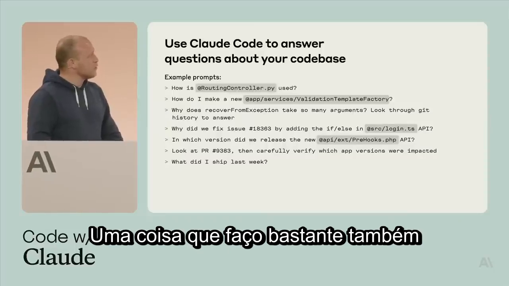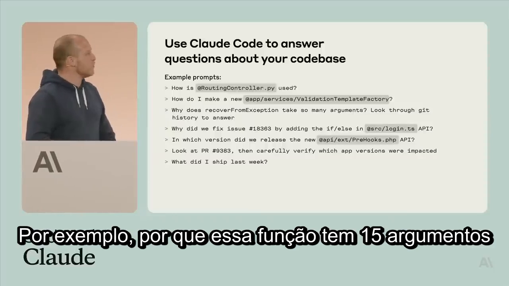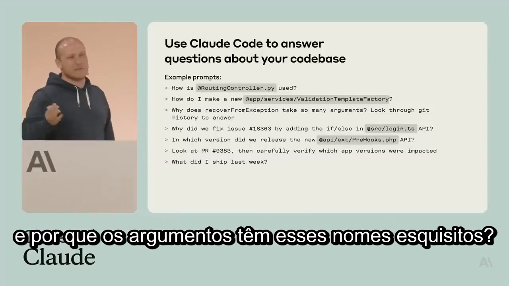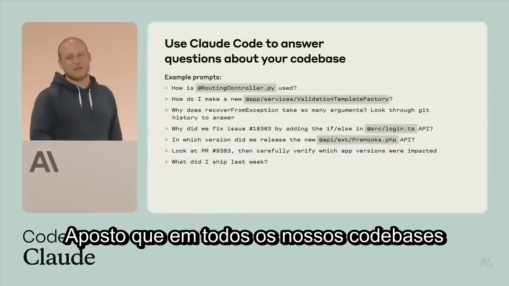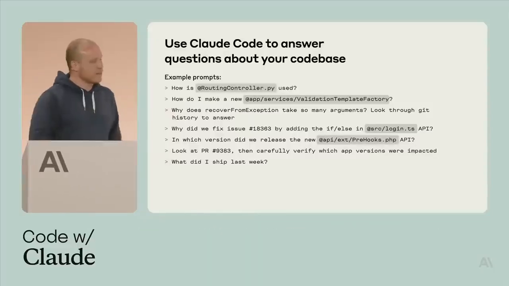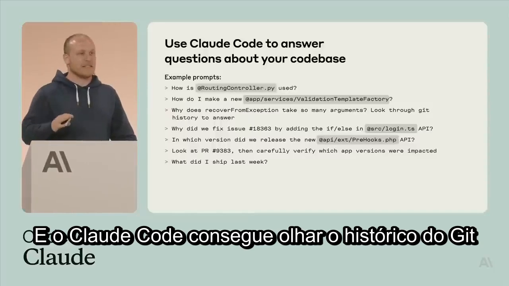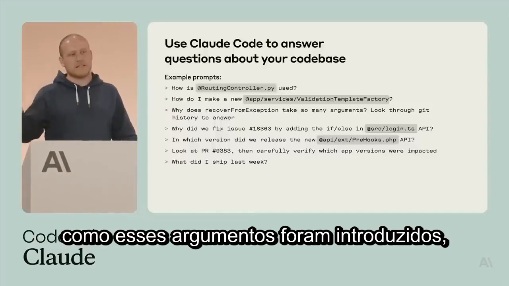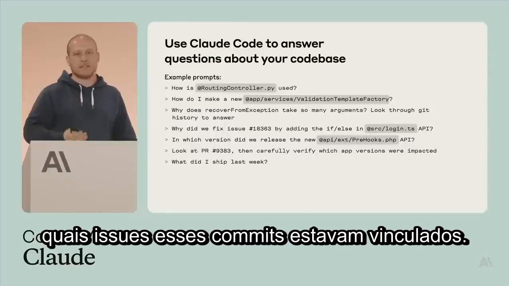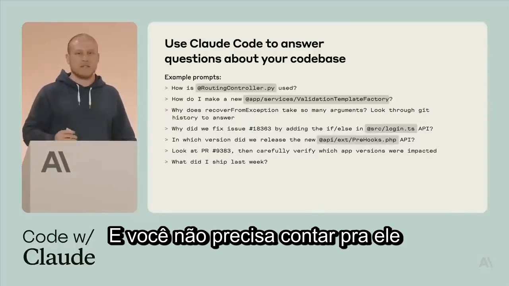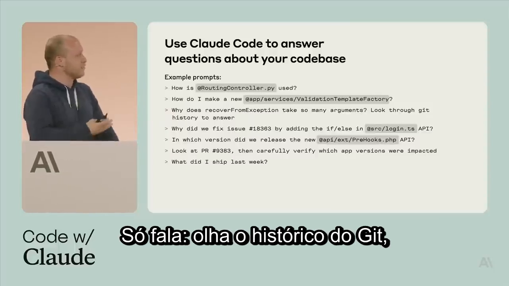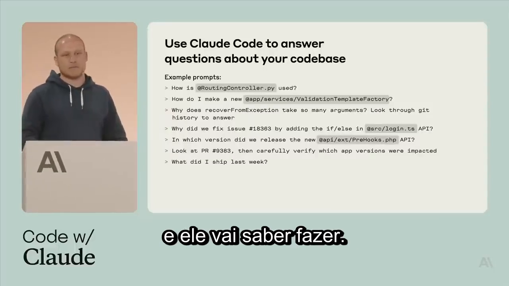Something that I do a lot also is ask it about Git history. So for example, why does this function have 15 arguments? And why are the arguments named this weird way? And this is something I bet in all of our code bases, you have some function like this or some class like this. And Claude Code can look through Git history. And it'll look to figure out how did these arguments get introduced, and who introduced them, and what was the situation? What are the issues that those commits link to? And it'll look through all this and summarize it. And you don't have to tell it that in all this detail. You just ask it. So just say, look through Git history, and it'll know to do this.